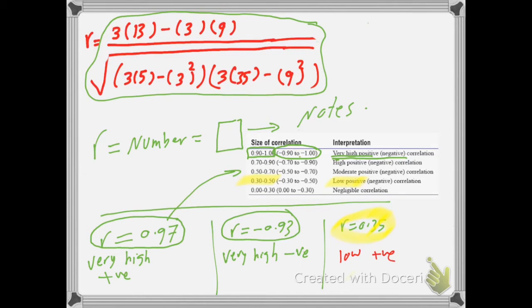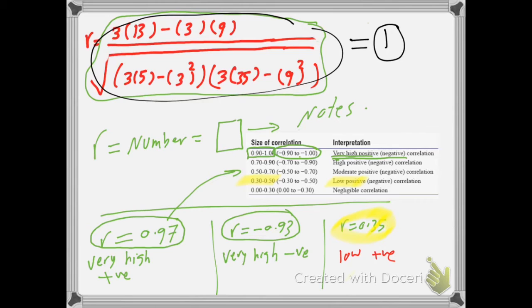Then in this case, when you compute this value by the calculator, it will give you 1. Then for that, the comment will be what? In this case, I have perfect correlation, positive 1.